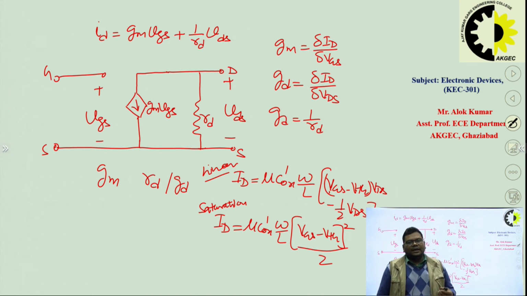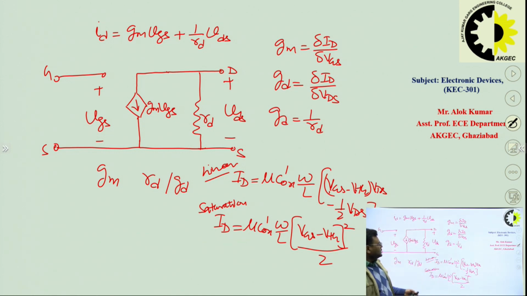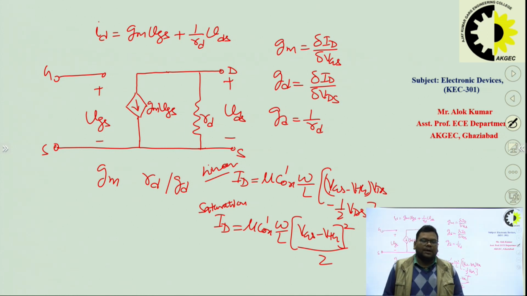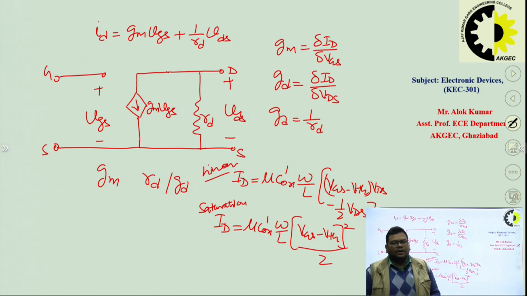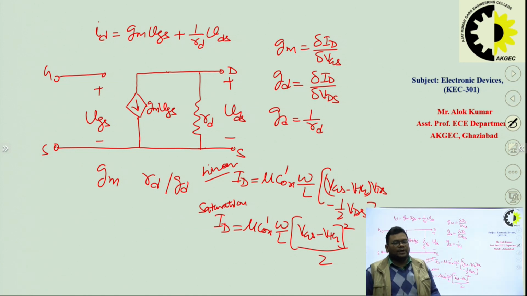Now we can use any DC biasing that we have studied for the MOSFET. We can use fixed bias, self bias, or voltage divider bias. So we can apply these methods and perform the small signal analysis of the MOSFET. We have studied different DC biasing methods: the fixed bias method, the self bias method and the voltage divider method. We can use any one, so we will see using one of them.